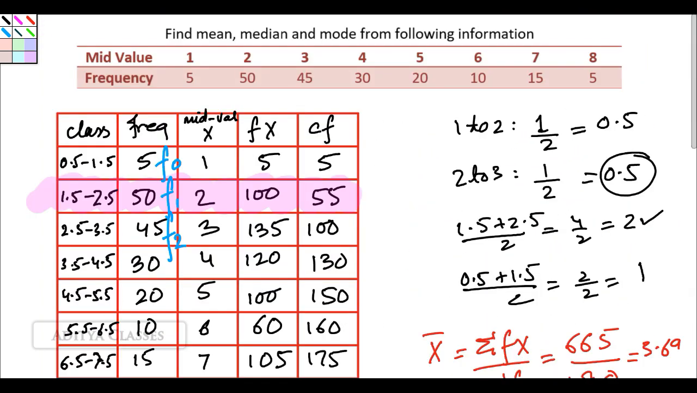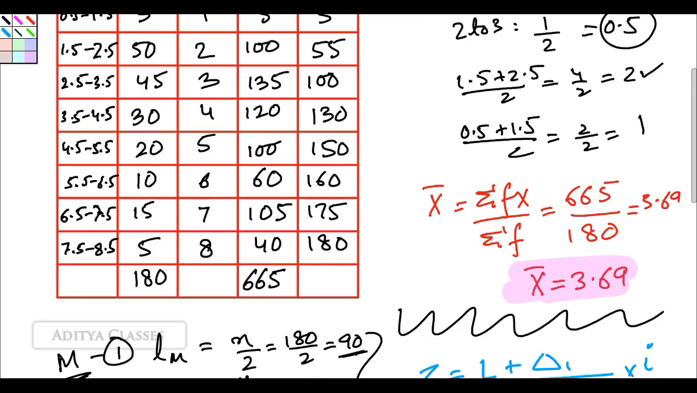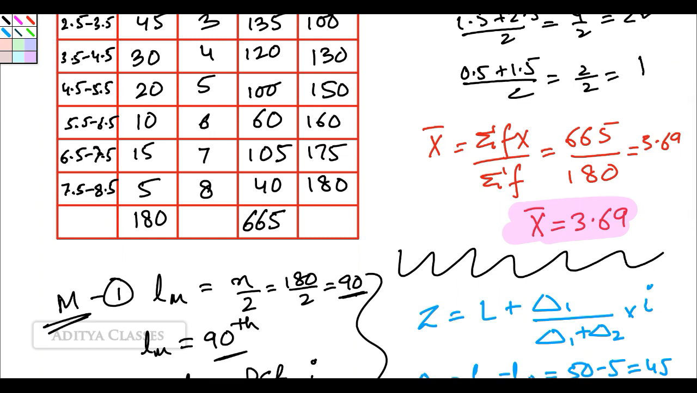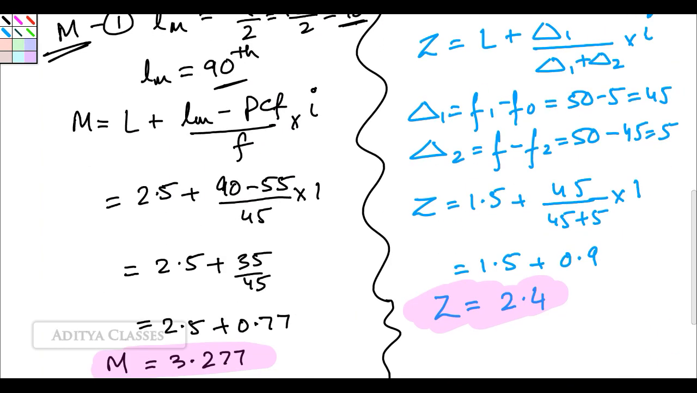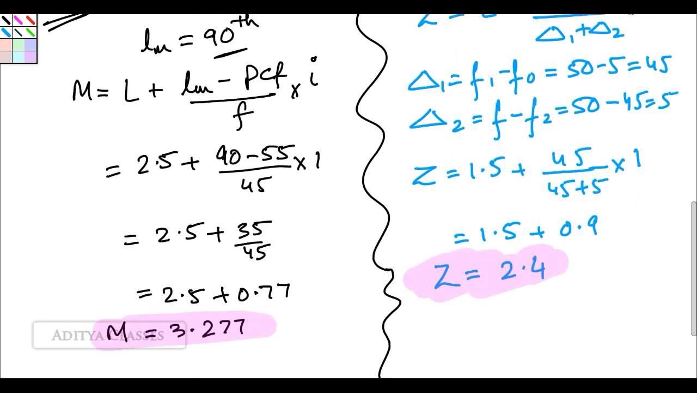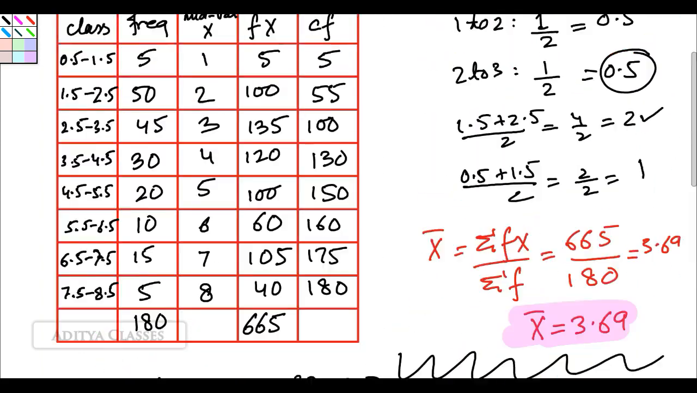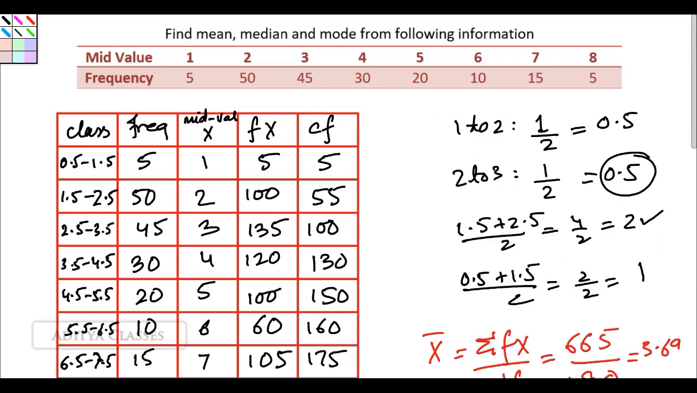So these were our three measures that we had to find out. Mean, it comes out as 3.69. Median, it comes out as 3.277. Mode, it comes out as 2.4. So these are the three measures that we were asked to find out.